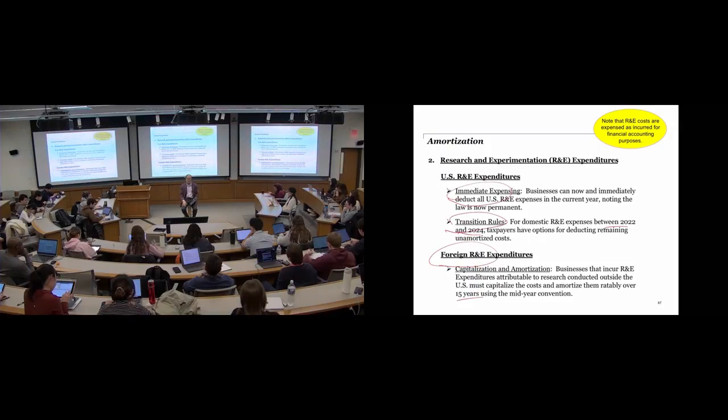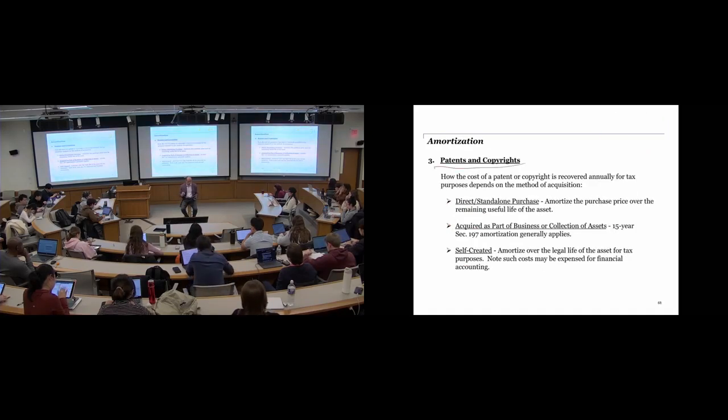Always. Okay. The third area is patent and copyright, so this is also amortizable assets. So how the cost of a patent or copyright is recovered annually for tax purposes depends on your method of acquisition. If you buy a patent or copyright singularly, one patent or one copyright, you amortize the purchase price over the remaining useful life of the asset. So if it's in existence and you buy it, then you look at how much longer that patent or copyright is good.